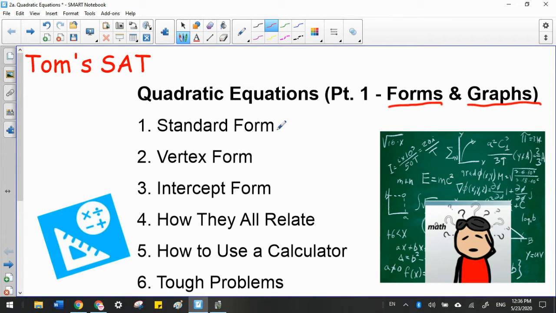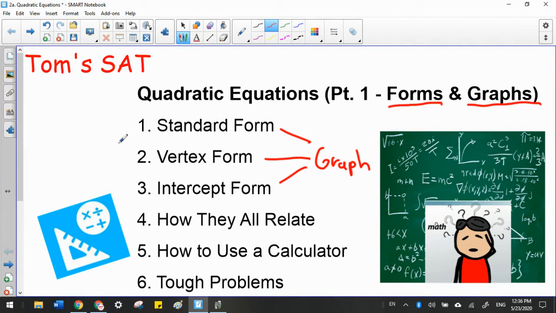First, we're going to go through the basics of quadratics, learn some terminology, and then we're going to understand the relationships of standard form, vertex form, and intercept forms, and how they all relate to graphing a quadratic. And then we're going to talk about how these three forms relate to each other, and then how to use a calculator to do some basic stuff for quadratics, and then we'll try two tough problems today.